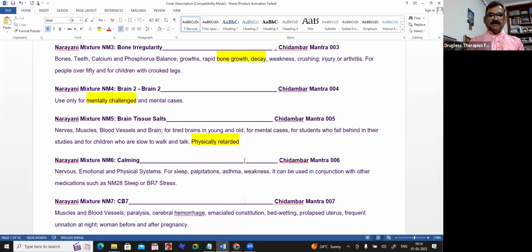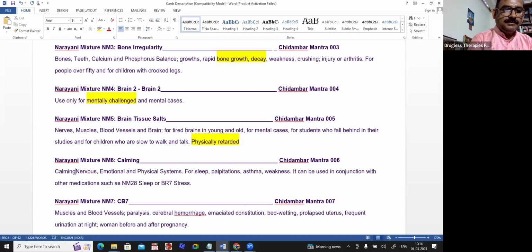Its name itself tells you it is for calming the nervous system, calming the nervous and emotional system. In your multiple choice list, this will be one of the choices. So CB7.